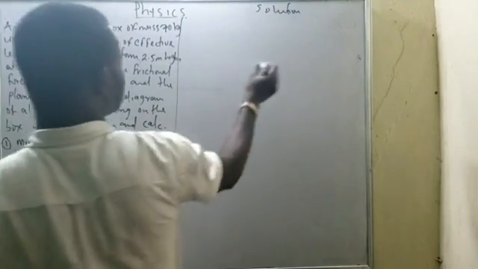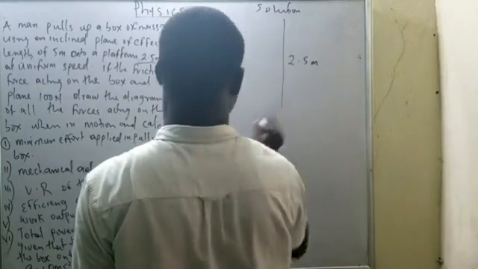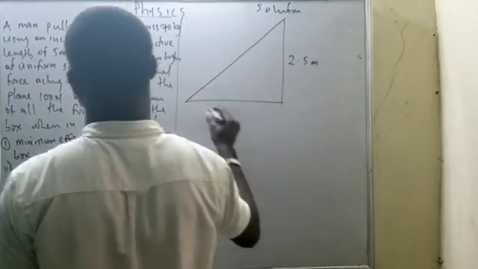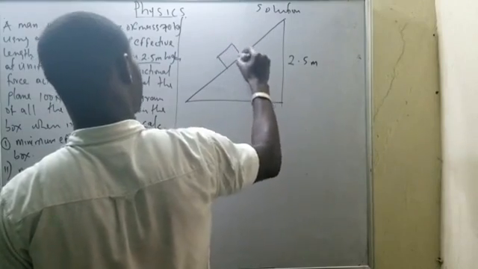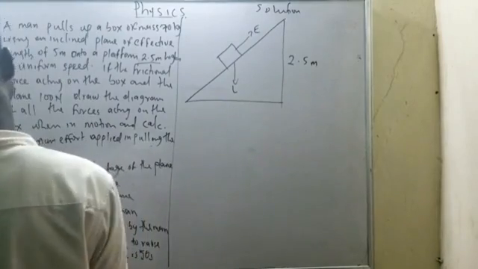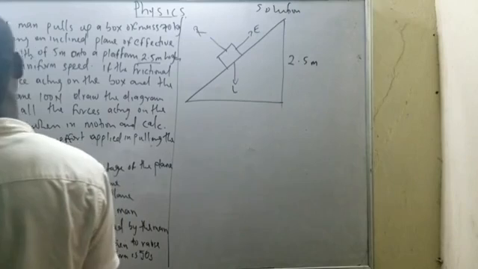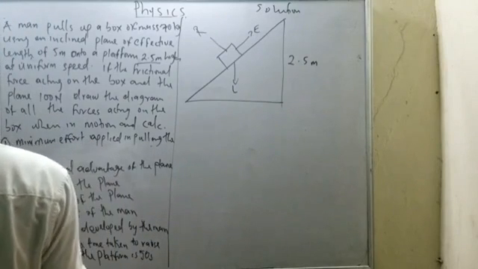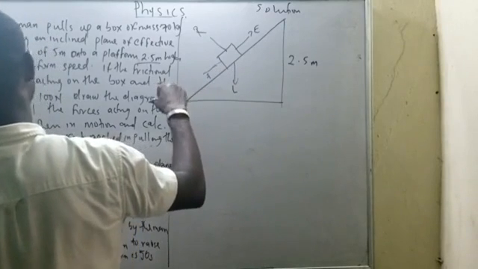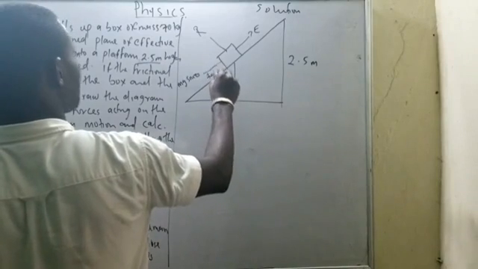Now, the first thing I will do: I'm talking about the height, which is 2.5 meters. And this is going to be the plane, and there will be a load on it. This is called effort, and this is called load. Everything comes there, we call it reaction. We are talking about the effort and the load, and force will be here. Here will be mg sine theta, and my force is equal to 100 Newton.